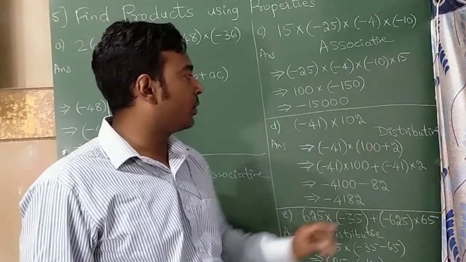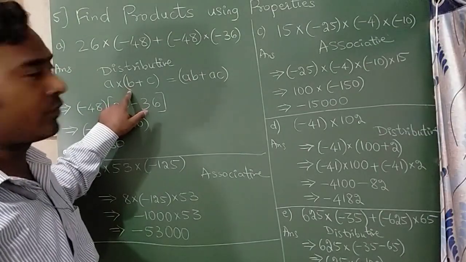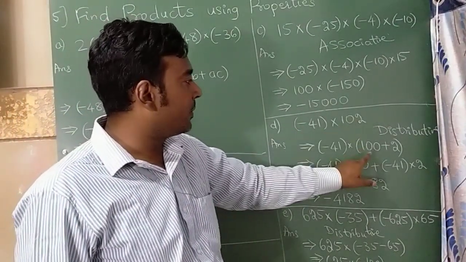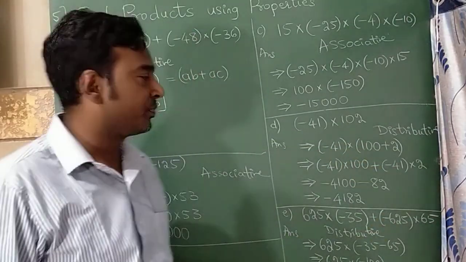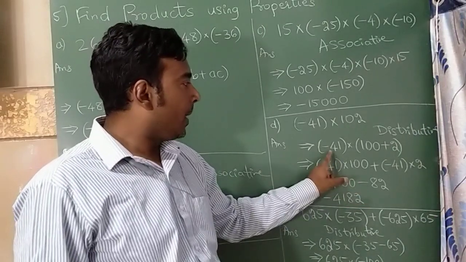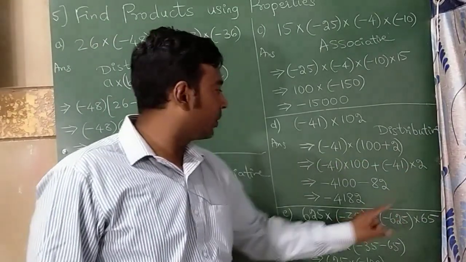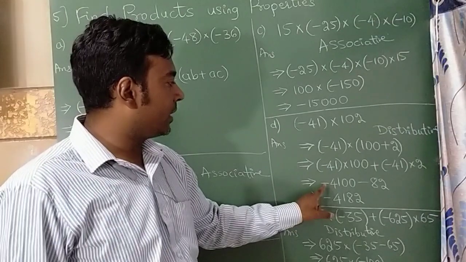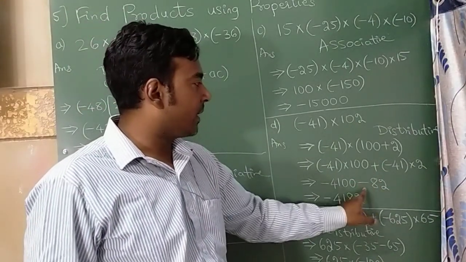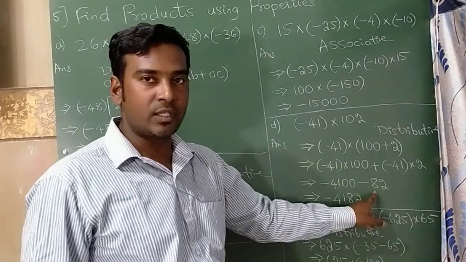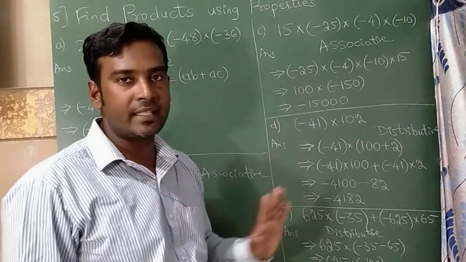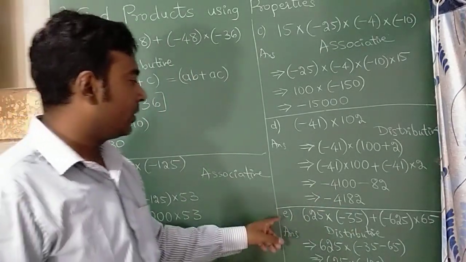Fine. D. Minus 41 into 102. This is distributive. What we can do here is, you can see here the formula. Minus 41 I have written as it is. 102 can be written as 100 plus 2. Now multiply this. Minus 41 into 100, minus 41 into 2. If you multiply these, then you will get minus 4100, plus into minus is minus, 41 into 2 is 82. Add these two, you will get minus 4182.